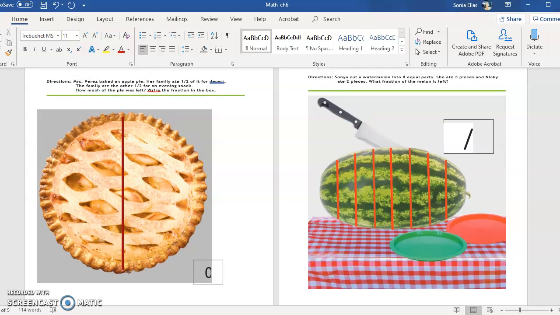Sonia cut a watermelon. I'm so sorry, guys. If you didn't understand, I'm sorry. I'm going to try to do it again tomorrow, if I feel better, okay?